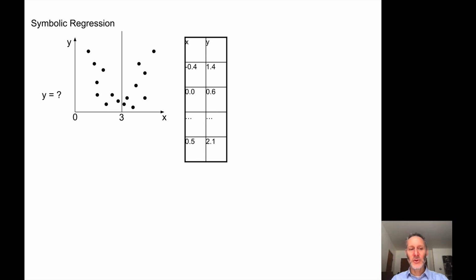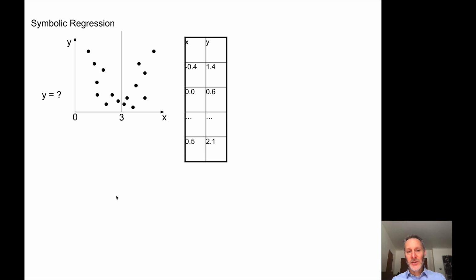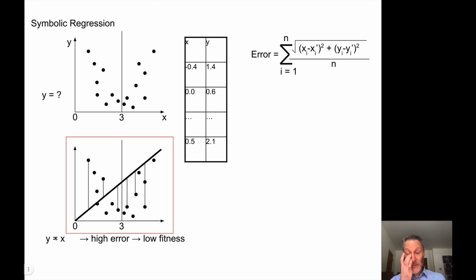Let's imagine that instead of you trying to write down y as a function of x, we task an evolutionary algorithm with coming up with this. In this case, the candidate solutions to the problem are equations. Here's one candidate equation, which is y equals x. If we draw y equals x, and then ask how well this equation captures the relationship between x and y, we can see it does a pretty poor job.